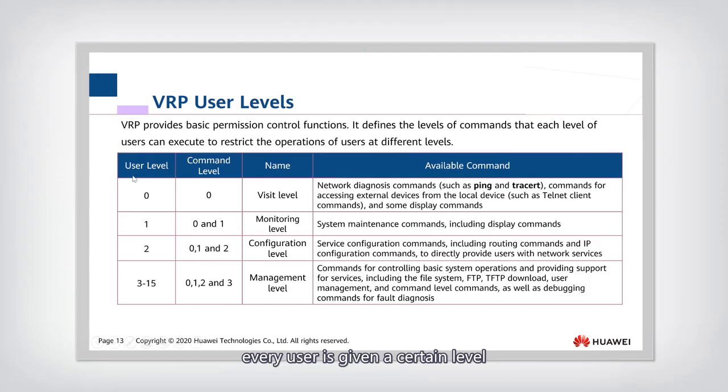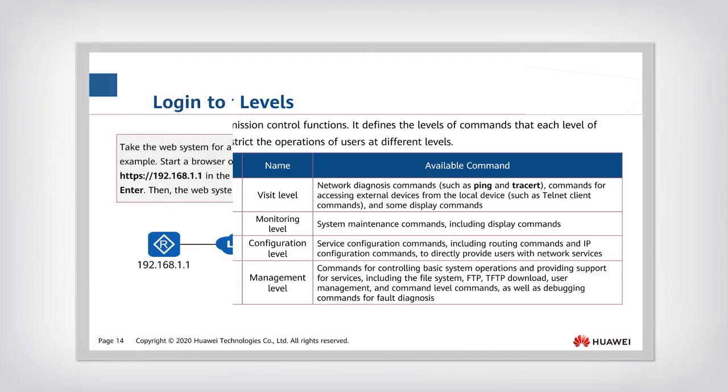For every user, they are given a certain level, and for every command, they are also given a certain level. A higher level user can run both low level commands and high level commands, for example, the management commands. But lower level users can only visit the system or monitor the system. So the permissions are limited for these low level users.